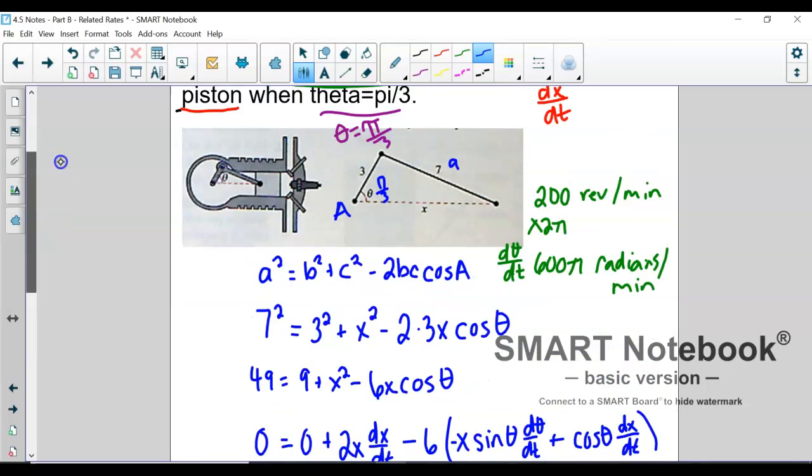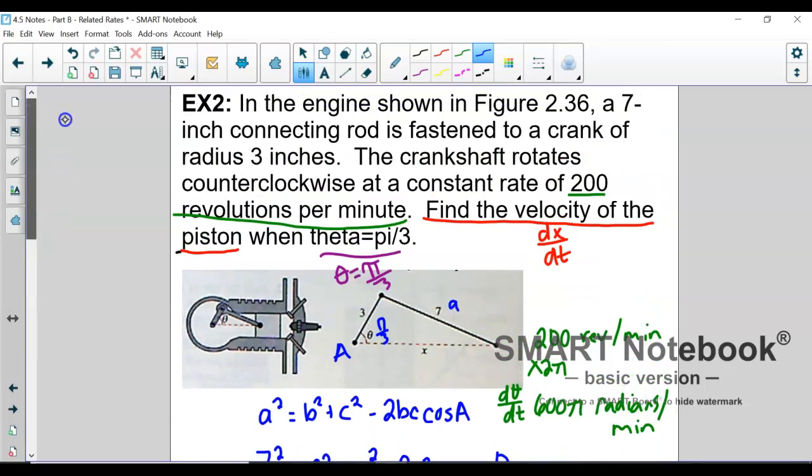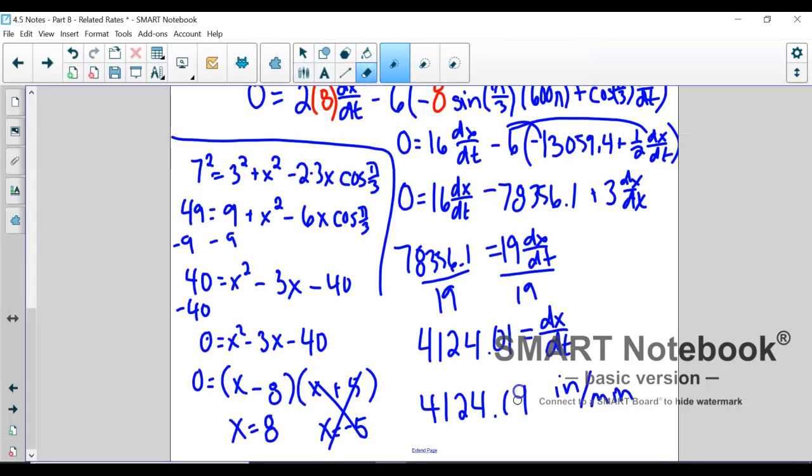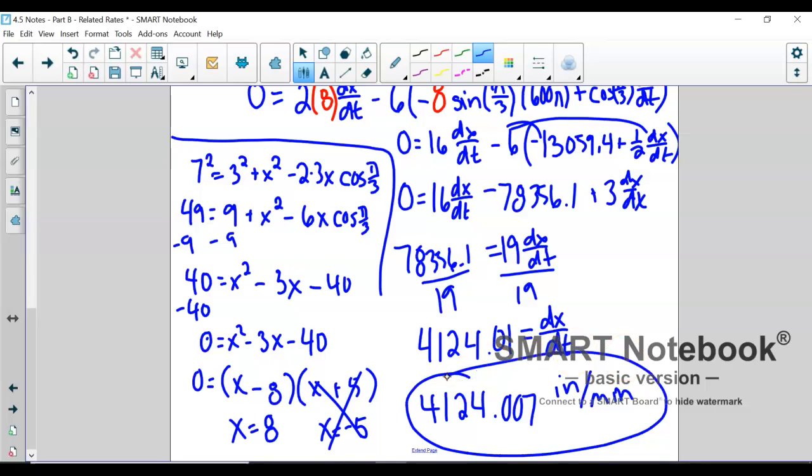And that is our, let's see, these are inches per minute. So this would be 4,124.01 inches per minute. My calculator seems to be rounding in sort of a strange way. I feel like it actually should be 0.007 if you round to 3 places. I don't know what my calculator's doing here. So that would be our answer for this problem. And you would expect this to be a pretty high number because that piston's going to be moving rather quickly.